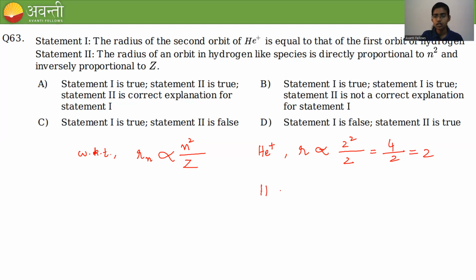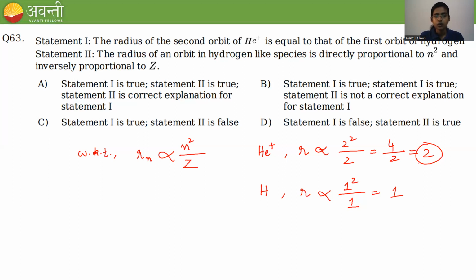So for hydrogen, how do we find the radius? For hydrogen, the electron is present in the first orbit, so it is 1 squared, and the atomic number of hydrogen is also 1. So 1 squared by 1 is 1. So what are they saying? For hydrogen it is 1, and for helium plus it is twice that of hydrogen, that is 2. So statement 1 is correct.